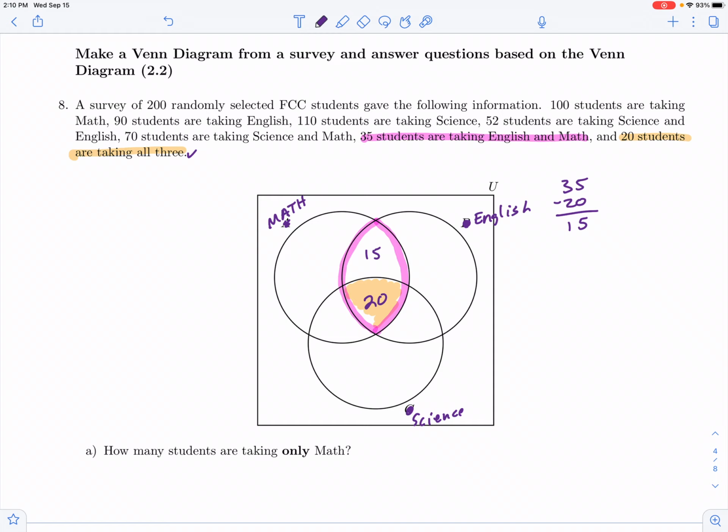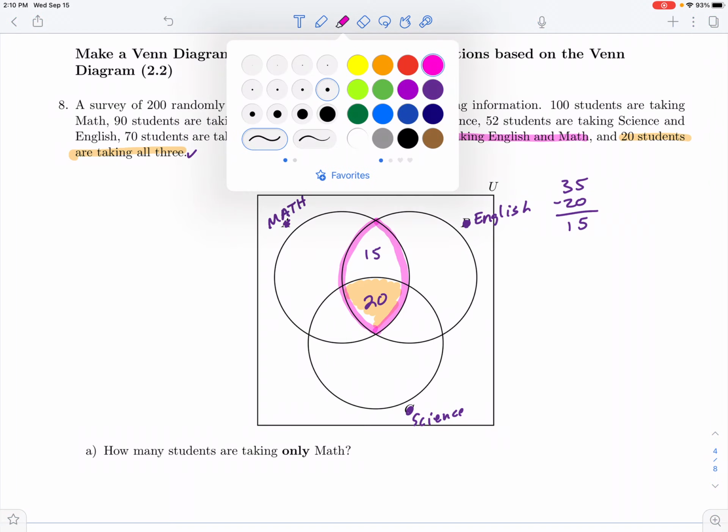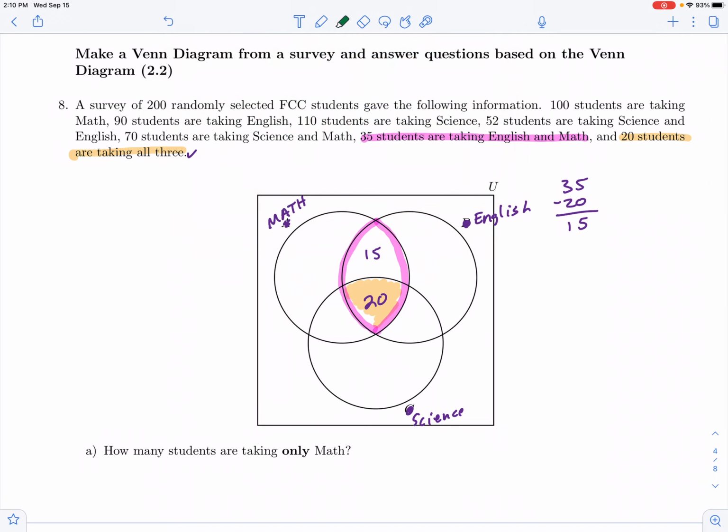All right, now let's look at where science and math overlap. Let me grab a different color here. Let's try this green. We've got 70 students taking science and math, so in this football shape, we're going to have 70 students total. But we've already got 20 in there, so there have to be 50 that are just taking math and science.